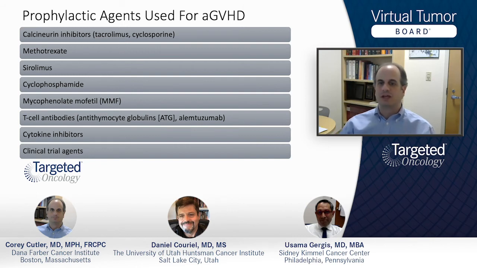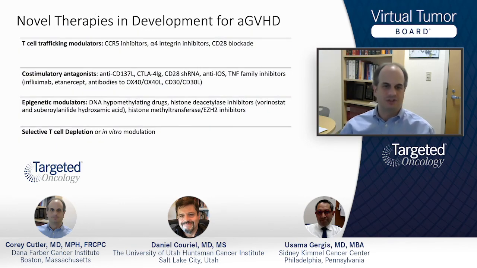And then, of course, at the end of this slide, clinical trial agents speaks to the fact that the real way that we are going to improve outcomes in transplantation is really with the use of large, well-designed and randomized clinical trials to test novel agents and novel strategies to prevent graft versus host disease. And there are a number of strategies that are being used.